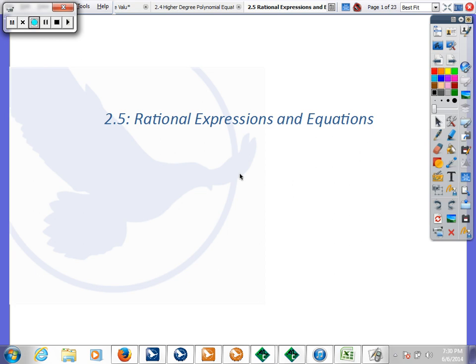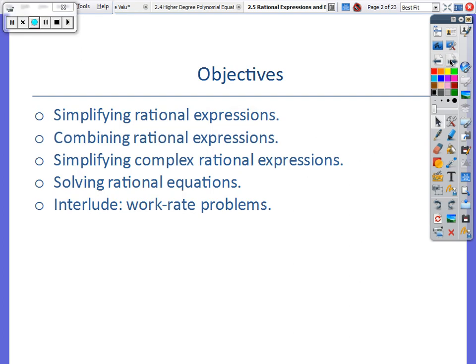Okay, here in 2.5 we're going to be taking a look at rational expressions and equations. I've taken a look at the objectives. We have simplifying rational expressions. That's just reducing them down. Combining rational expressions, that's using addition, subtraction, multiplication, division in order to combine them.